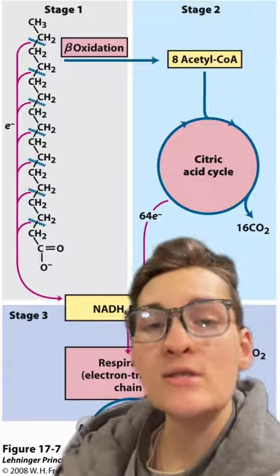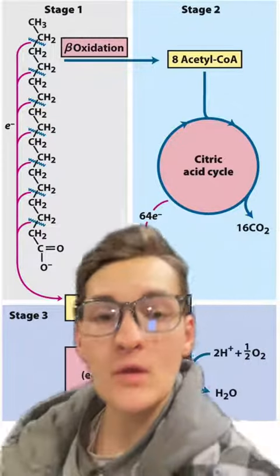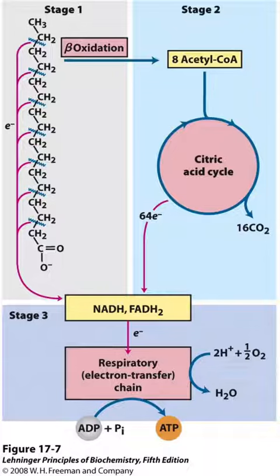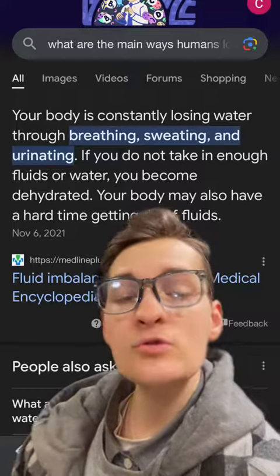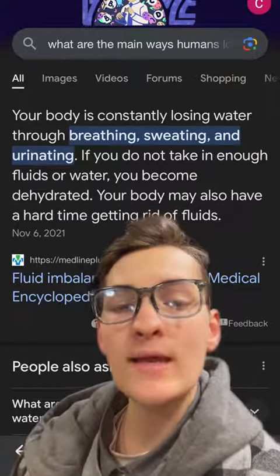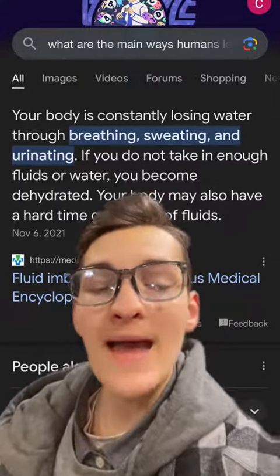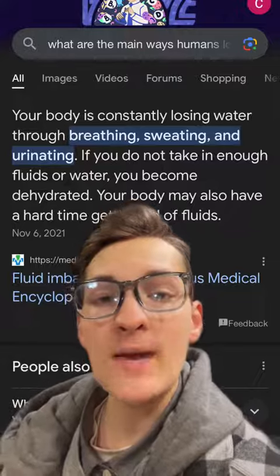Importantly, during the process of turning fat into energy, we create carbon dioxide and water. Carbon dioxide is released in the breath, and most of this water leaves the body through breathing, sweating, and urinating. So in terms of the mass of fatty acids, that's where much of the mass goes.